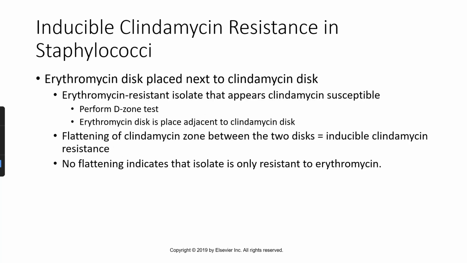So a little bit more about the clindamycin resistance. You put the erythromycin disc next to the clindamycin disc. With an erythromycin resistant isolate that appears clindamycin susceptible, you would see the flattening of the clindamycin zone between the two discs. That means that it's inducible clindamycin resistance. So in the presence of erythromycin, it becomes resistant to clindamycin.